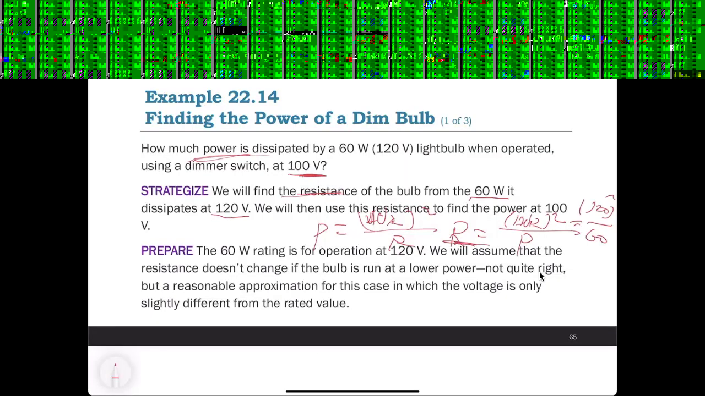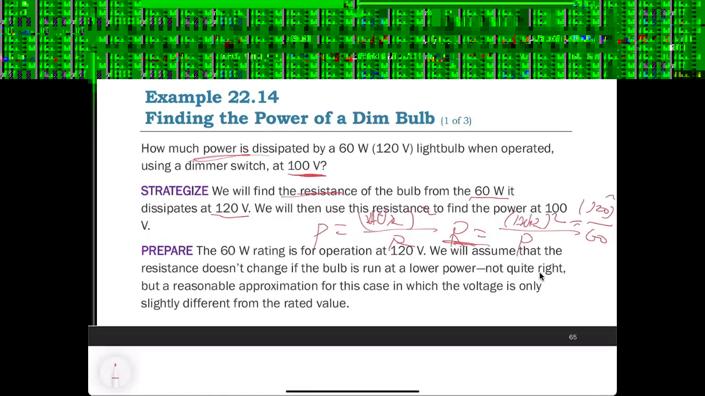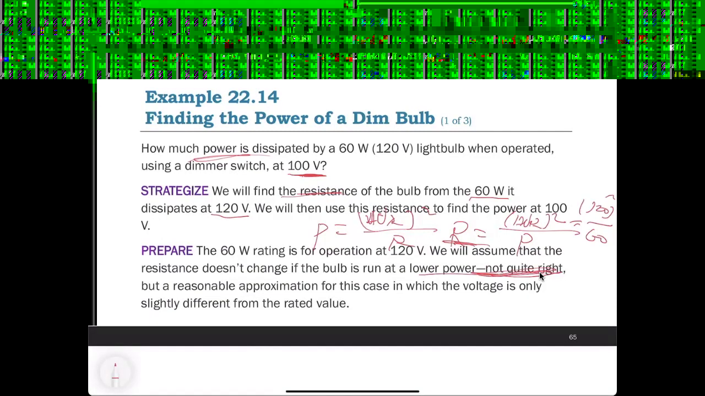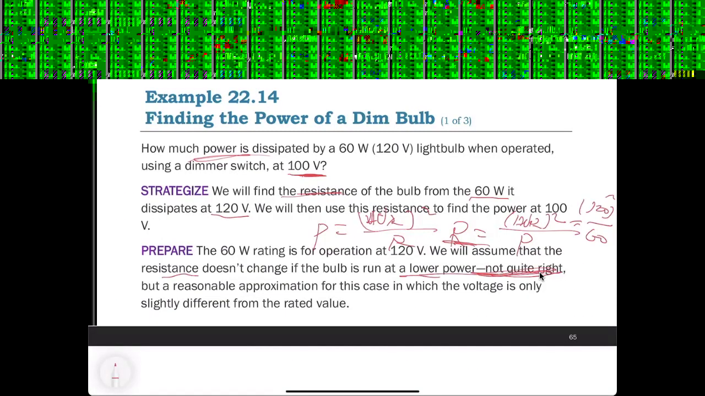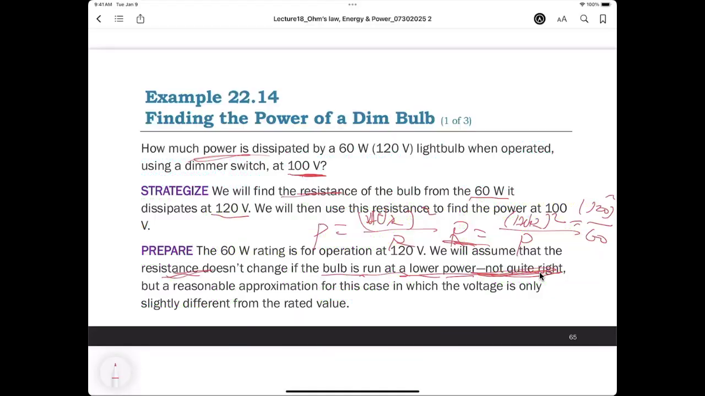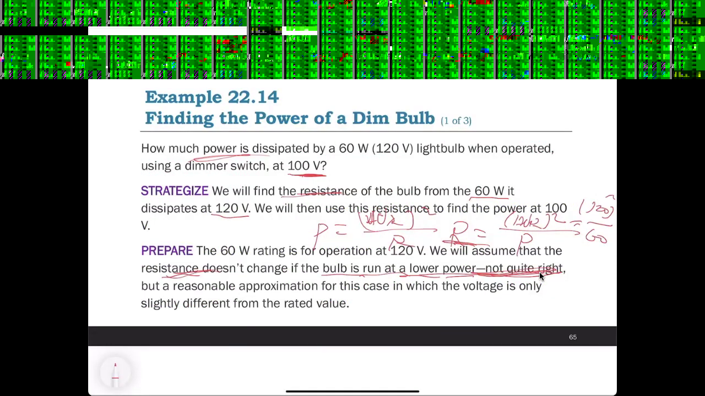Does that make sense to you? The 16 watt rating is for operation at 120 volts. We will assume that the resistance doesn't change if the bulb is run at a lower power. Not quite right, actually. In the real world, the resistance will change if the bulb is run at different power. But ideally, we just consider that the resistance will not change. It is a reasonable approximation for this case, in which the voltage is only slightly different from the rated value.